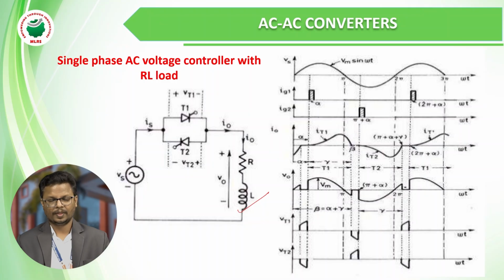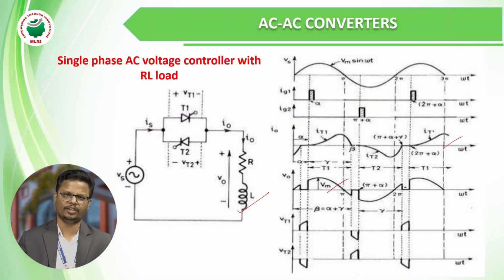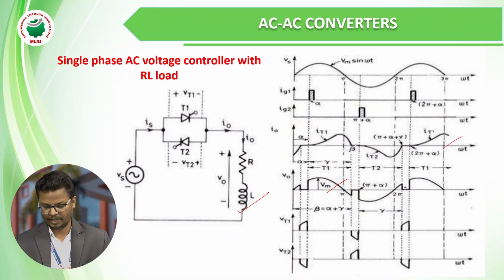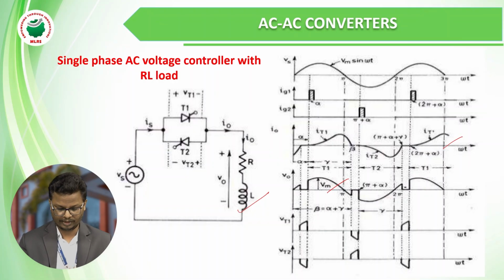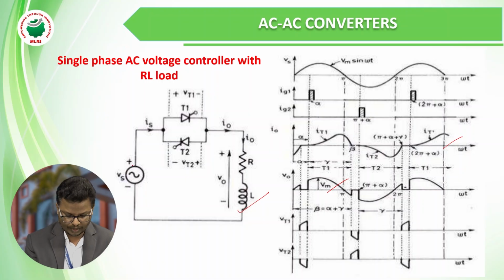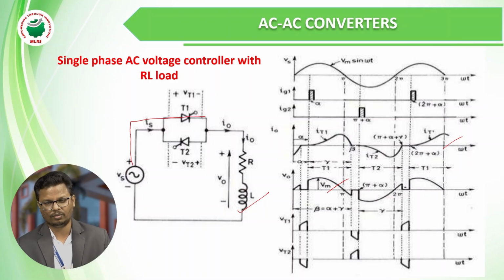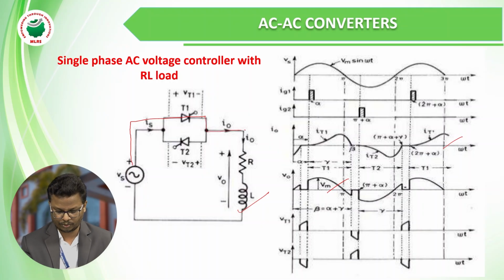Okay, so here if you observe, the output voltage and the output current are not similar. Previously, with the R load, the output voltage and the output current were both similar, but here they are not. Let's see the first operation. The current will flow from the positive of the source to T1. We give a trigger pulse at alpha, so T1 is turned on and starts conduction. It allows the current to flow through the load RL and back to the minus.